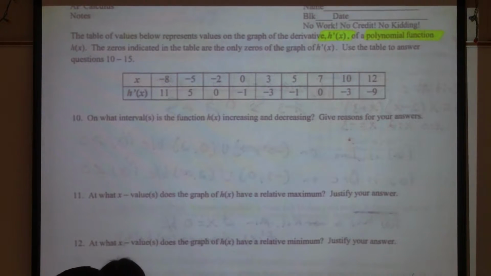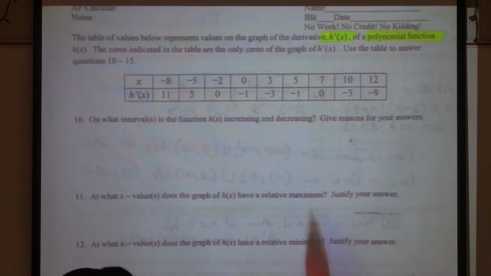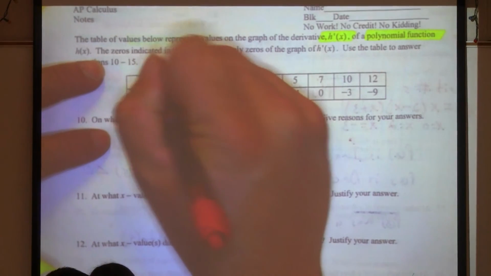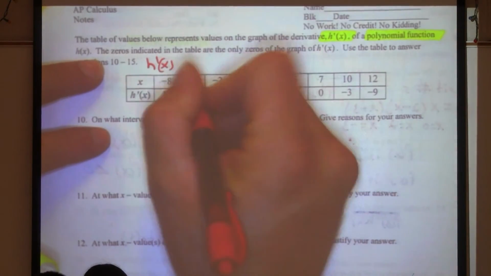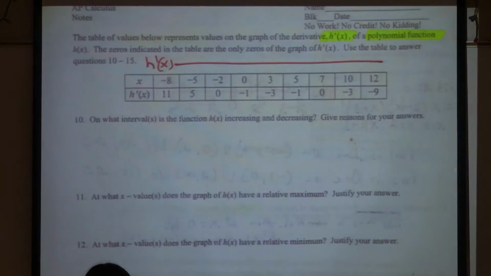So if they're giving me a derivative, what is it that I could possibly come up with to help me answer these questions about increasing, decreasing, maximums, and minimums? A sign line, right? So let's make a sign line for this guy. And what do I need to make the sign line?